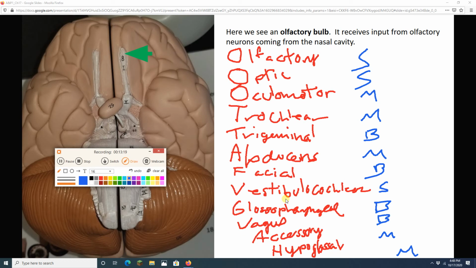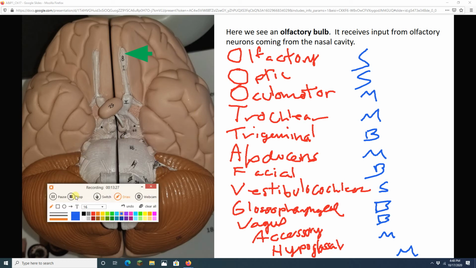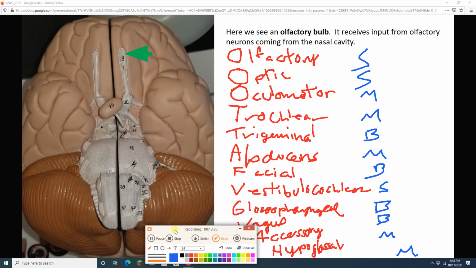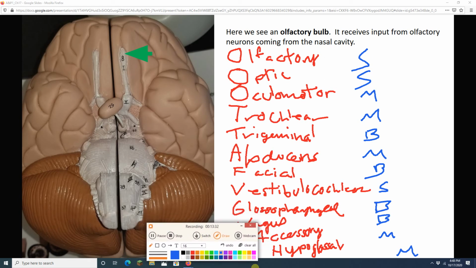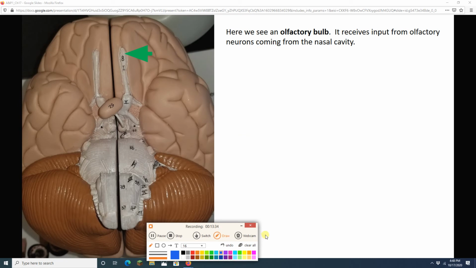All right. Like I said, we're not going to learn all of them on the brain model. They're all there, but for some reason, you guys are lucky, we're not going to have to find them all. All right, we're going to find 3.5 of them. We don't see the olfactory nerves, but we see the things that they're going to. So I'm counting the olfactory as like a half.